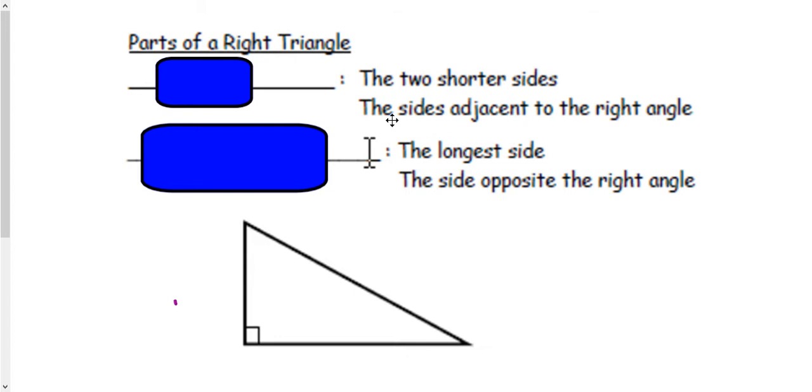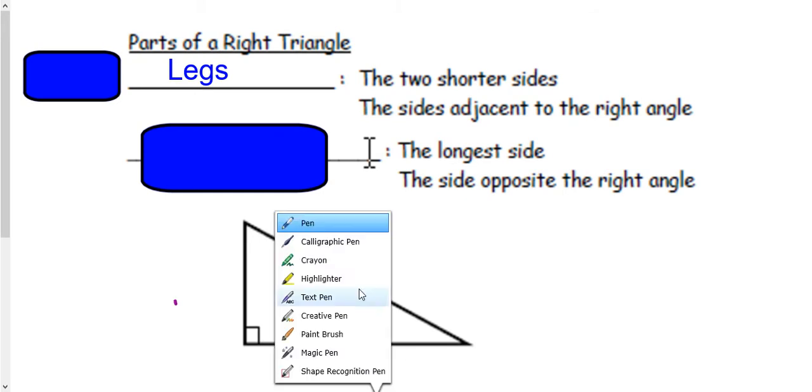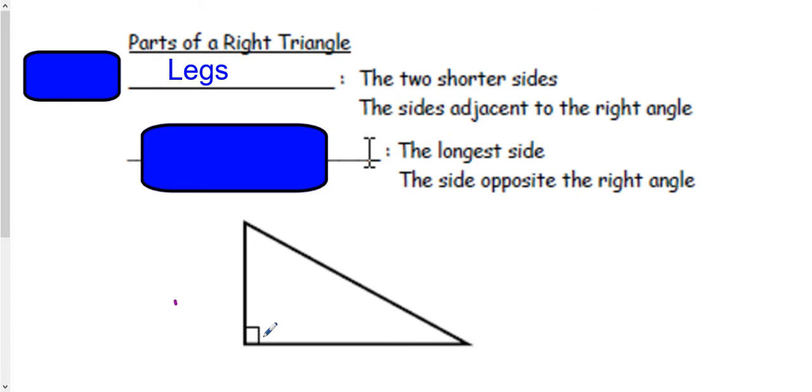The two shorter sides, or the sides adjacent to the right angle, are called the legs. So adjacent means next to. The legs form the right angle. So these two are legs.